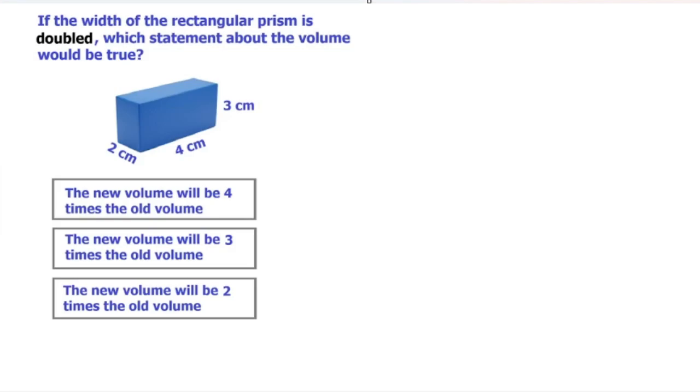In this video, I'm going to show you some tricks on calculating volume. So if we have a problem like this that says if the width of the rectangular prism is doubled, which statement about the volume would be true? So here's our rectangular prism with the dimensions, and here we have the choices. Will the new volume be 4 times the old volume? Will it be 3 times, or will it be 2 times?